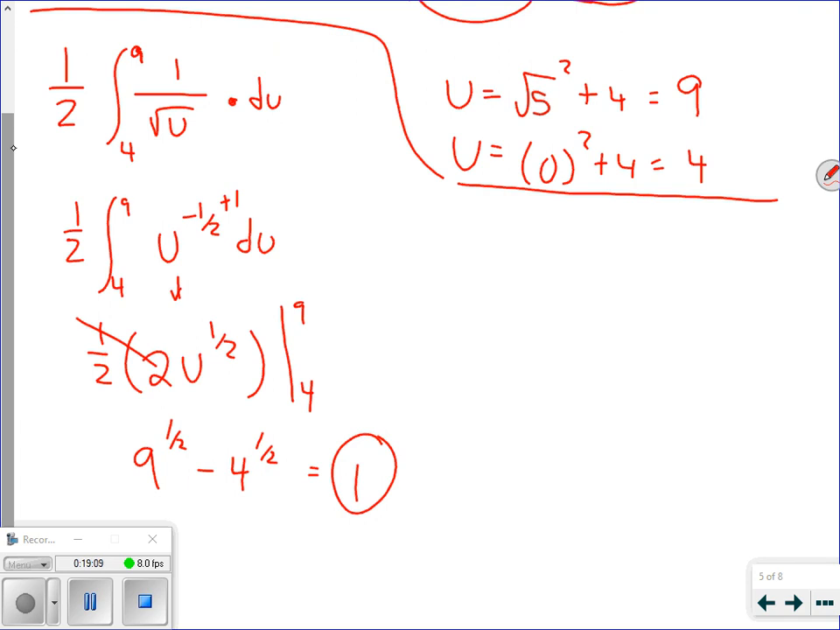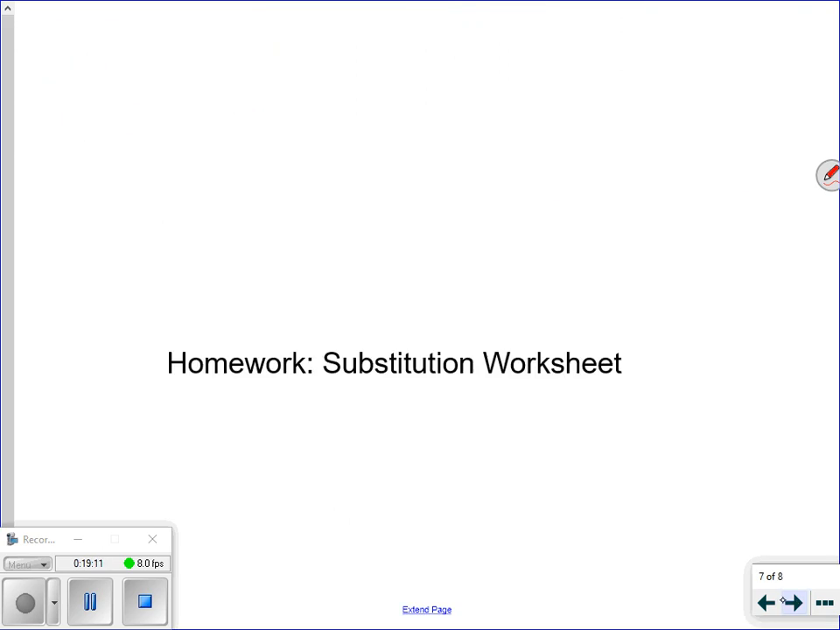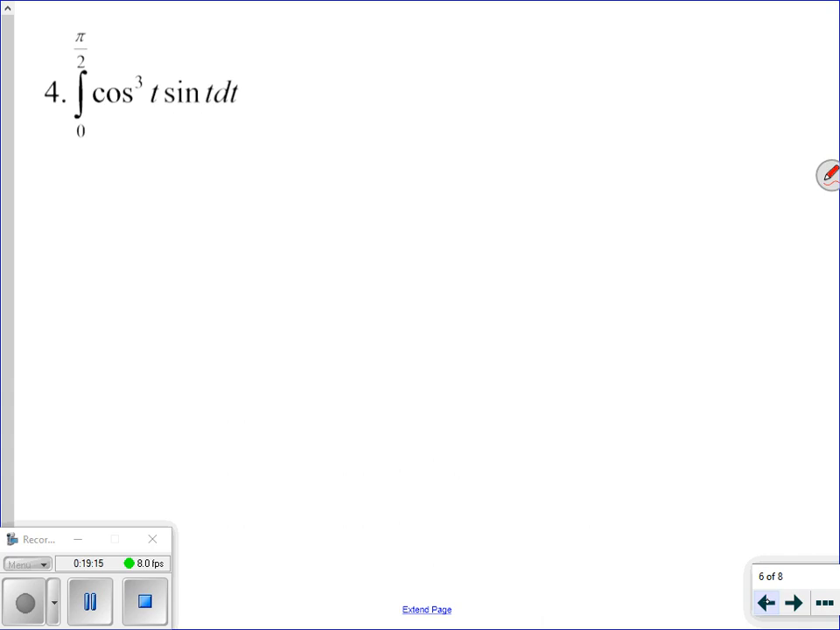Okie doke, and I only got one more problem, I believe. Yes, only one more problem. And we'll go ahead and do it. That way in class I can skim through this and we can just start on the worksheet. Okay. All right.